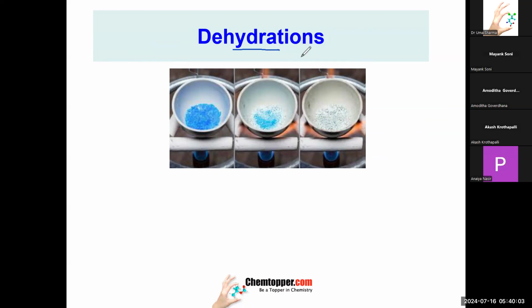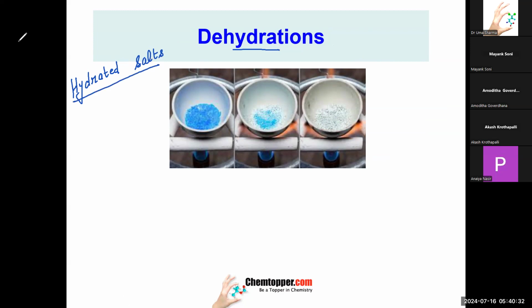This dehydration, if you remember, we did one quiz also in unit 1. We did hydrated salts. We did plenty of questions on them. Go and do the quiz again. It's a very interesting quiz, mathematically very strong, mole concept, everything. If you remember this quiz from unit 1.